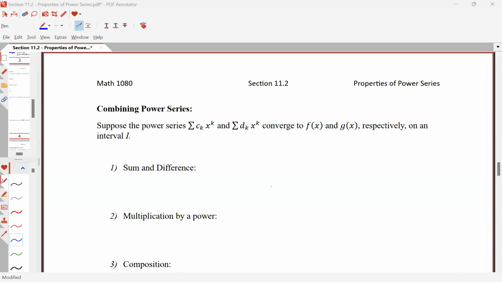Hello, in this video, we are going to take a look at things we can now do with power series. So first, we can combine power series. Power series, going back to that first video, is ultimately an infinite polynomial. So if we have an infinite polynomial, we can add them together, we can subtract them, we can compose something inside an infinite polynomial. We can do a lot of things.